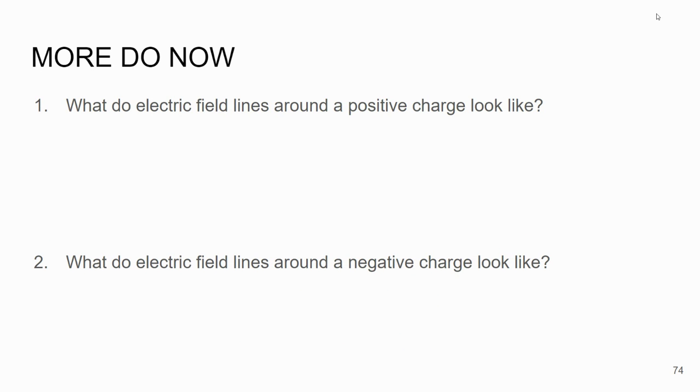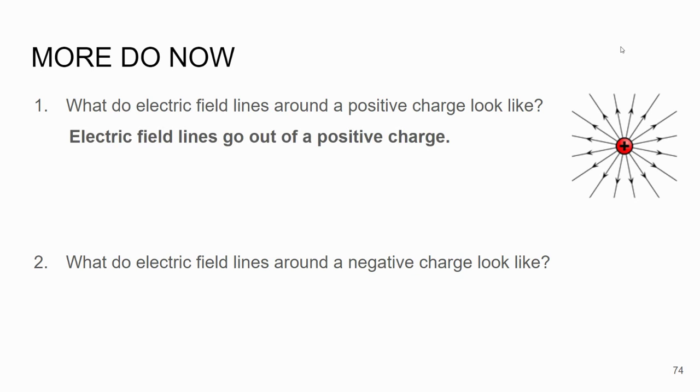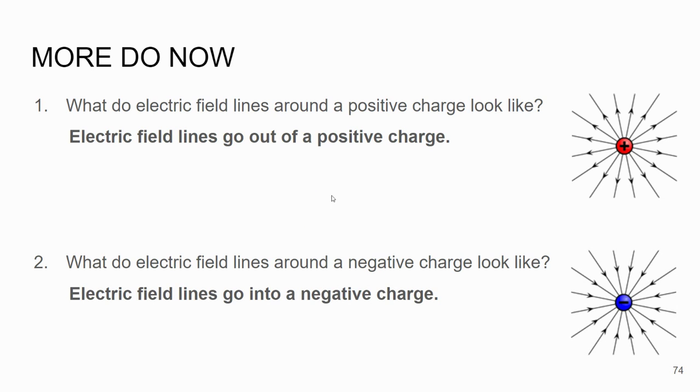So more to now. What do electric field lines around a positive charge look like? So picture a positive charge and electric field lines. Yeah, they go out radially. Nice radial distribution. The lines are pointing outwards. How about around a negative charge? Well, they come in radially. So you can think of the positive charge as pushing the field lines out, the negative charge as pulling the field lines in.